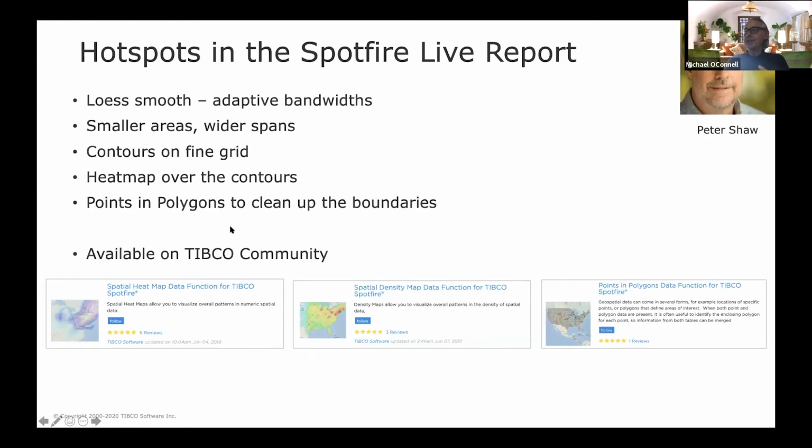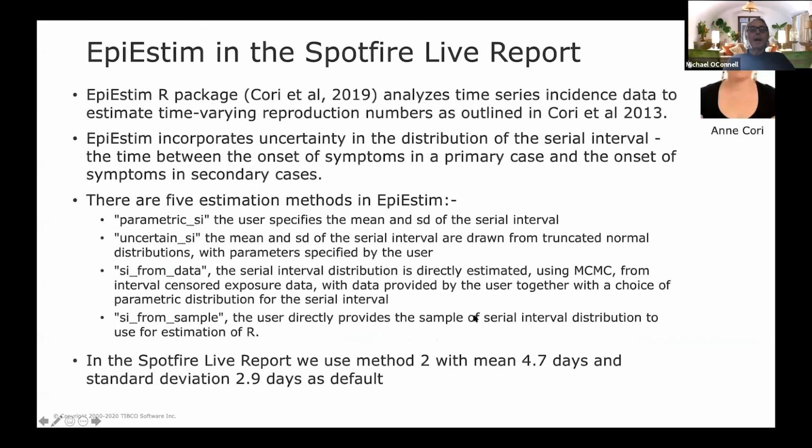And so the bottom line is you get this smearing around the center of the activity. And these functions are available from the TIBCO community to download and add to your own analyses. We use the EpiEstim package to predict and estimate the reproduction number. This is developed by Anne Cori, and it incorporates uncertainty in the distribution of the serial interval, which is the distance between the onset of symptoms in a primary case and symptoms in a secondary case.